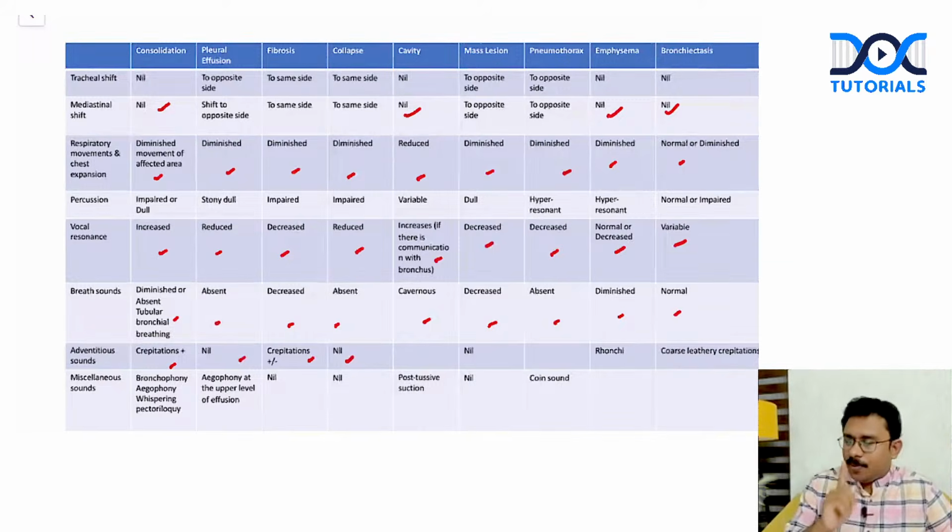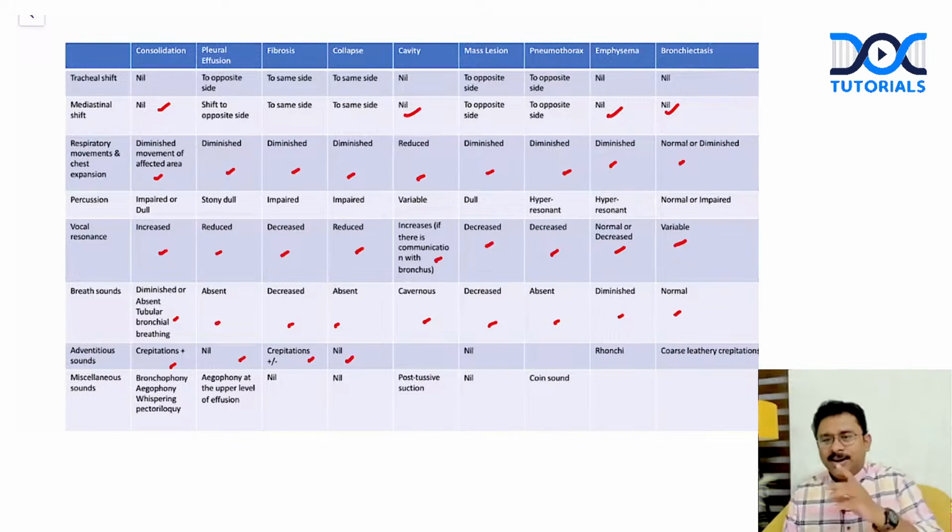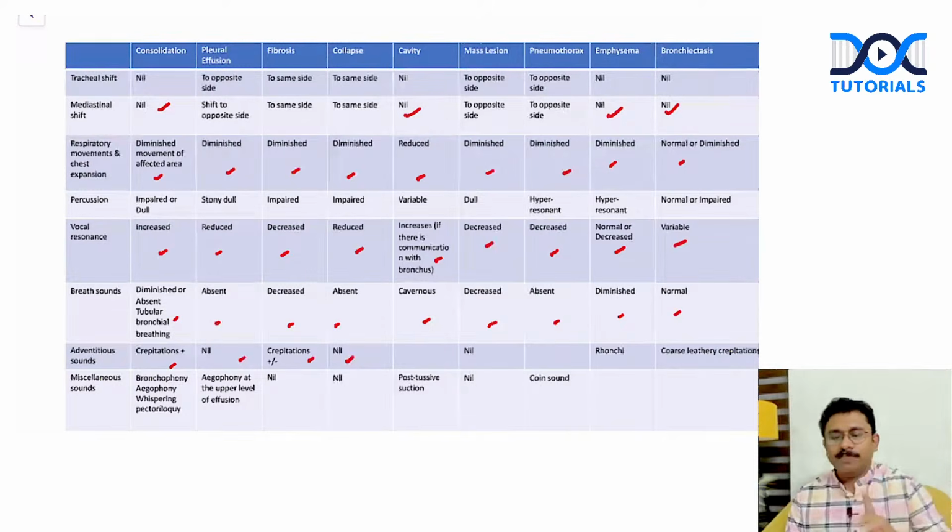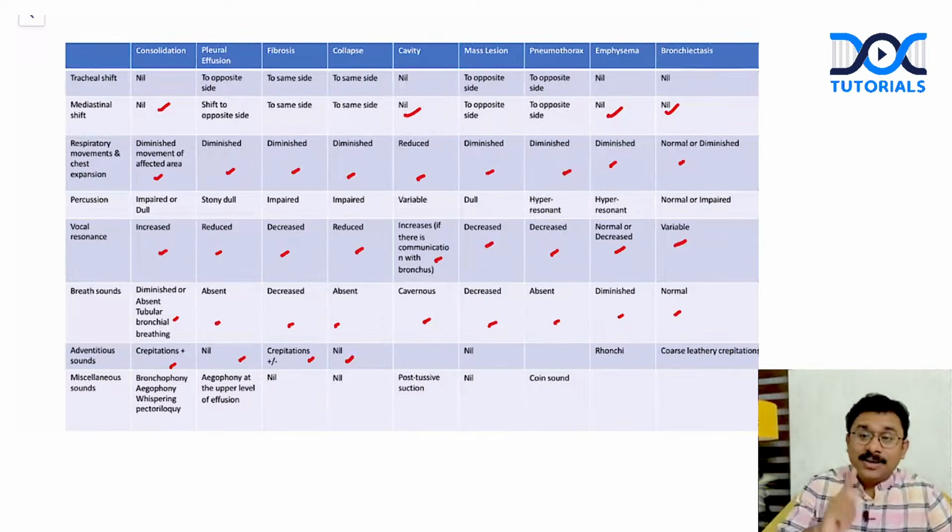Now, there is one important question which I want to ask you. Let me see who is well versed with this. Can you tell me what is that single most important examination finding that is going to help you differentiate between fibrosis and collapse? There are so many similarities between fibrosis and collapse, but what is the single most important factor that actually helps you? Answer is crepitations. Crepitations may be seen in fibrosis, but they are not seen in case of collapse.